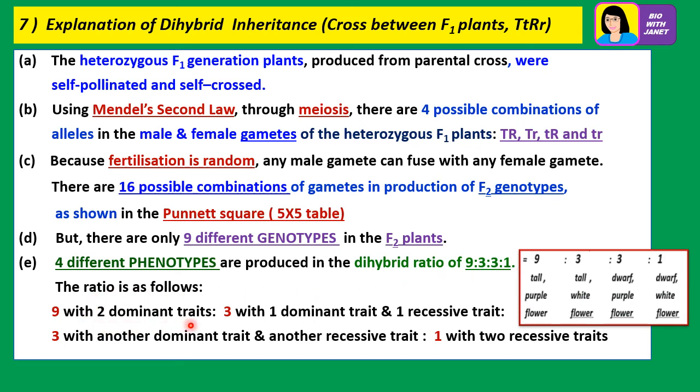9 with 2 dominant traits, that means tall with purple flowers. 3 with 1 dominant trait and 1 recessive trait, that is tall with white flowers, right? And then 3 with another dominant trait and another recessive trait, that is dwarf with purple flowers, right? The purple flower trait is the dominant trait and the dwarf trait is the recessive trait. And 1 with 2 recessive traits, that means dwarf with white flowers. Okay, so 9, 3, 3, 1 ratio.